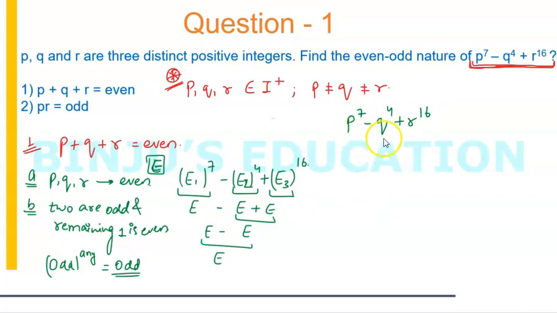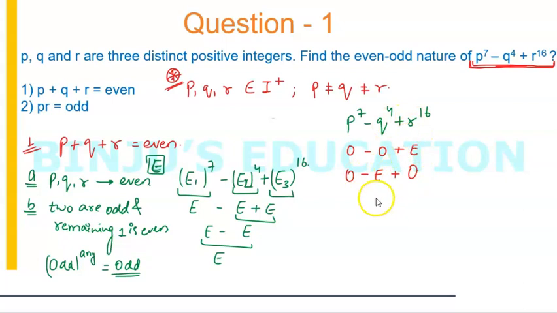It may happen that P and Q are odd. So in that case, this will become odd minus odd. And R will automatically be even. So this will become plus even. Another possibility is P and R are odd. So this will become odd, this will become odd, and Q is even. So this becomes even.